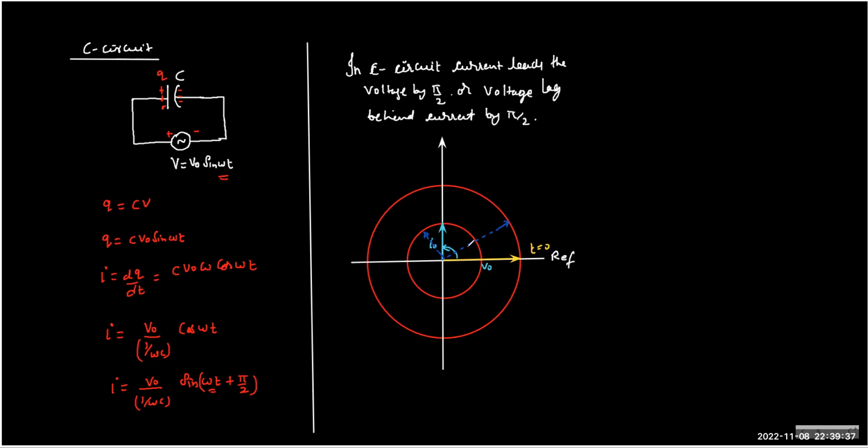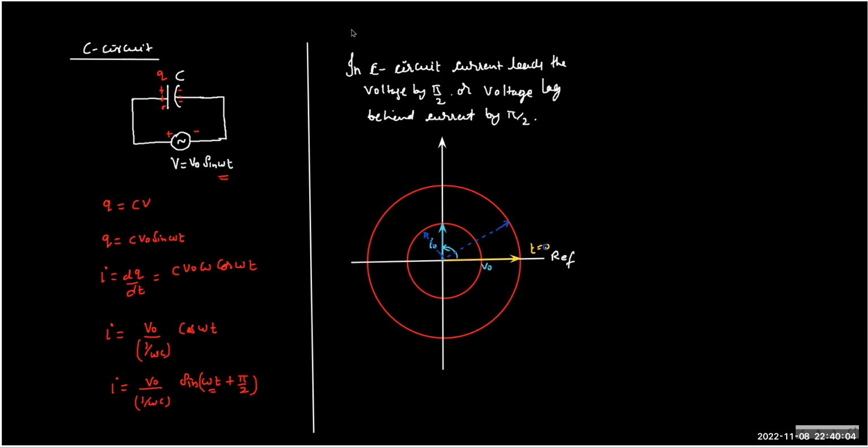Okay. So this is the property of a C circuit where current leads the voltage. And to draw the phasor, it's pretty easy. You simply draw the voltage source and turn 90 degrees. Okay.